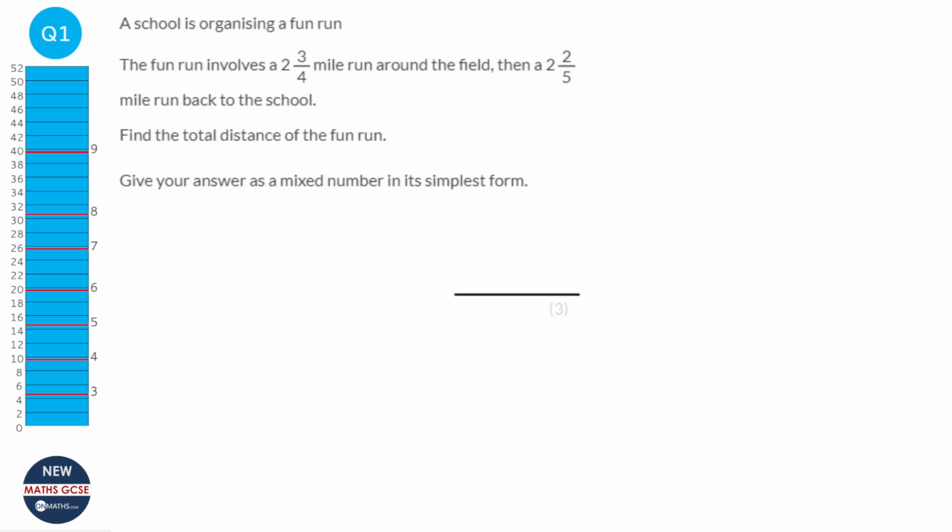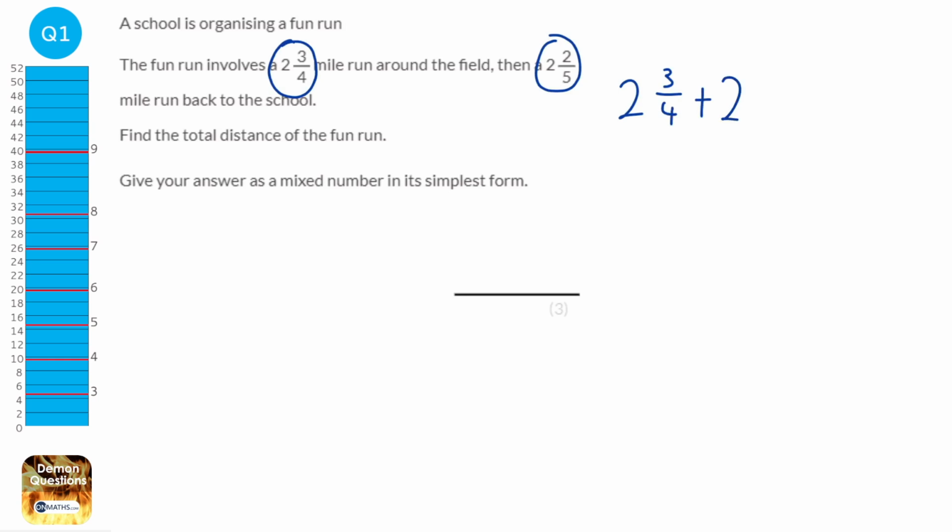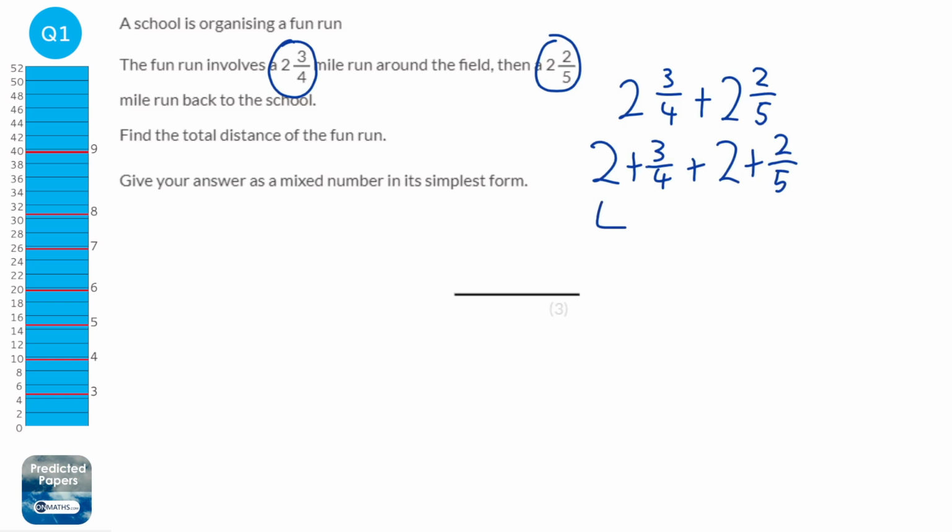So in this question, we basically need to add the 2 3/4 and the 2 2/5. So we're going to do 2 3/4 plus 2 2/5. Now, if I just rewrite this, 2 3/4 can be written as 2 plus 3/4, plus 2 plus 2/5. So we can add the two 2s together to make 4. And then all we need to do is add the 3/4 and the 2/5.